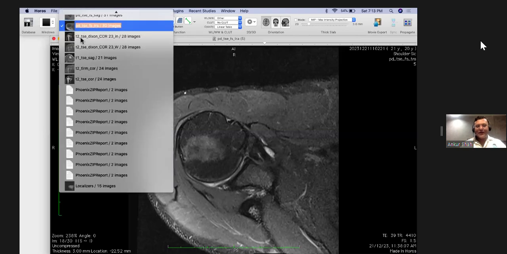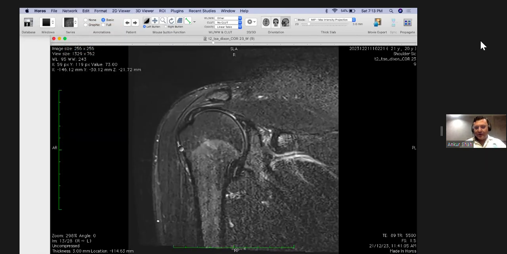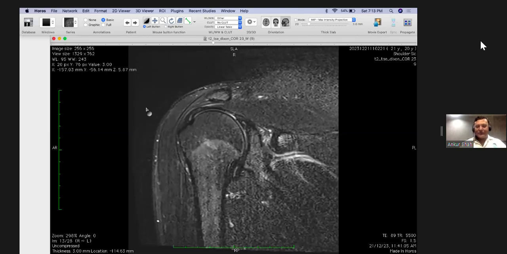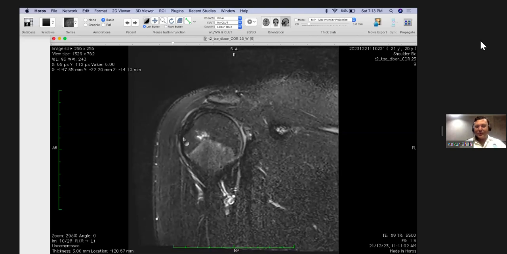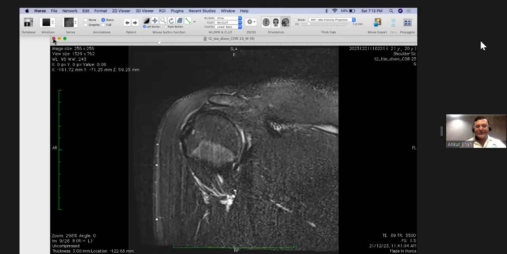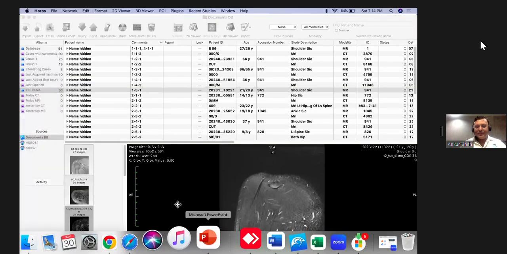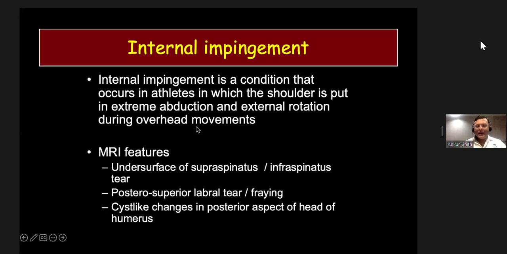In addition to that, you might see additional changes either in the supraspinatus or in the conjoint tendon. These are the minimal changes of tendinosis in the conjoint tendon. And associated with that, there are small areas of cyst-like changes in the head of the humerus. So when you see a combination of all these three, this favors the diagnosis of internal impingement. This is a condition where the patient presents with pain, and again it is specific to overhead movements.